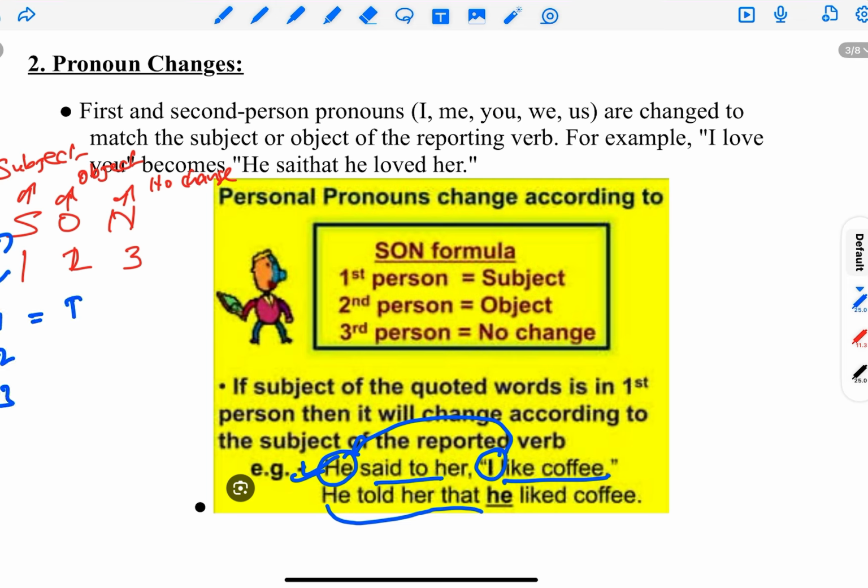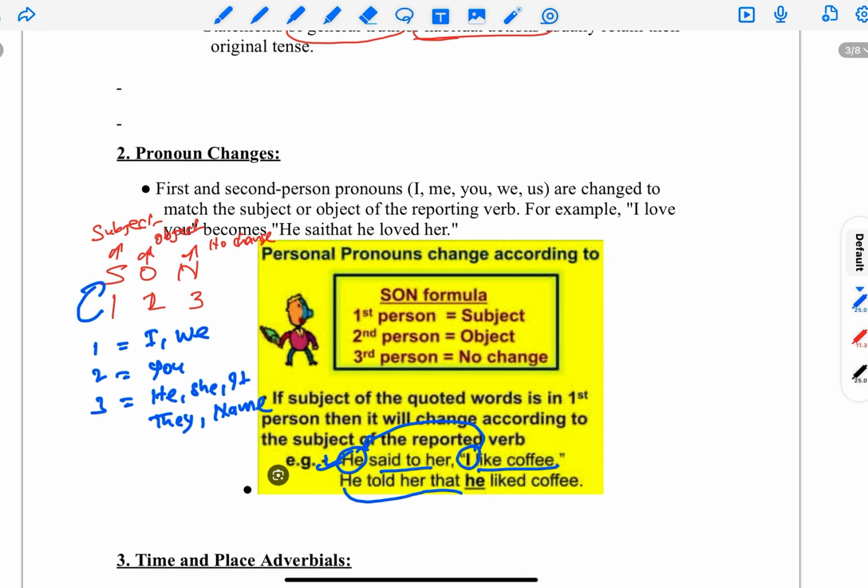So what is first person, second person, third person? We know first person is I and we, second person is you, and third person is he, she, it, they, or it can be the name of any person. A proper noun can be there. So what we have seen, when we change direct speech into indirect speech, there are two major changes: the change of tense and the change of pronoun.